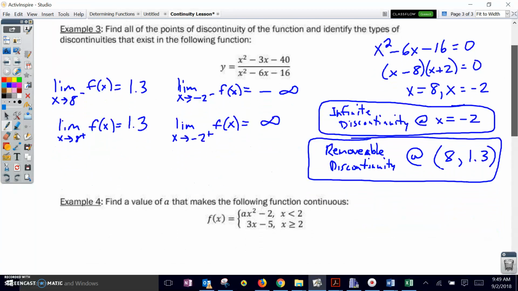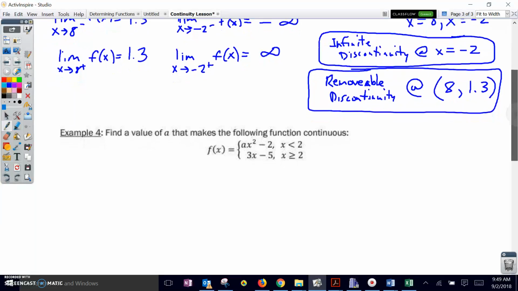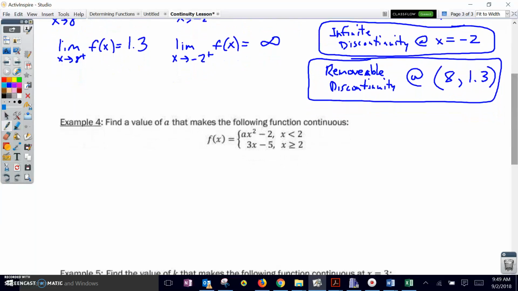Alright, a couple more examples here. Find a value of a that makes the following function continuous. Well, in order for it to be continuous, we need the limit as x approaches 2 from the left of the function to be the same as the limit as x approaches 2 from the right of the function, which has to be equal to f of 2. Now, f of 2 in this case, since 2 is included, and since linear functions are continuous, f of 2 and the limit as x approaches 2 from the right are going to be the same.